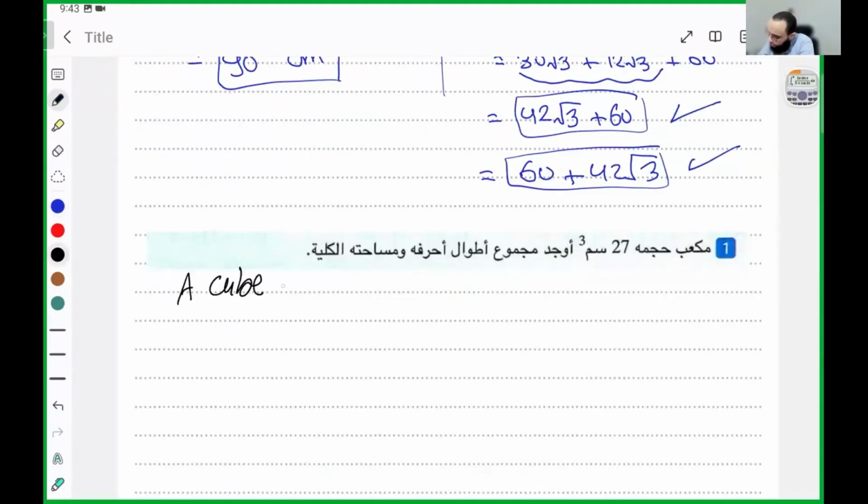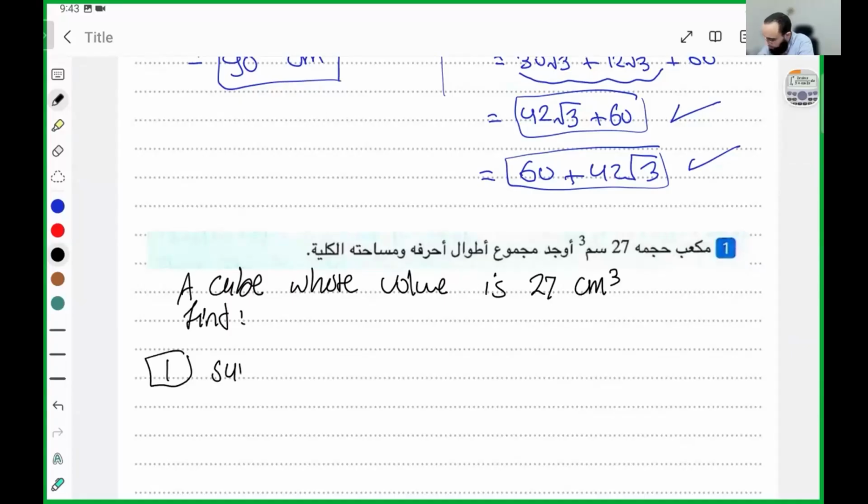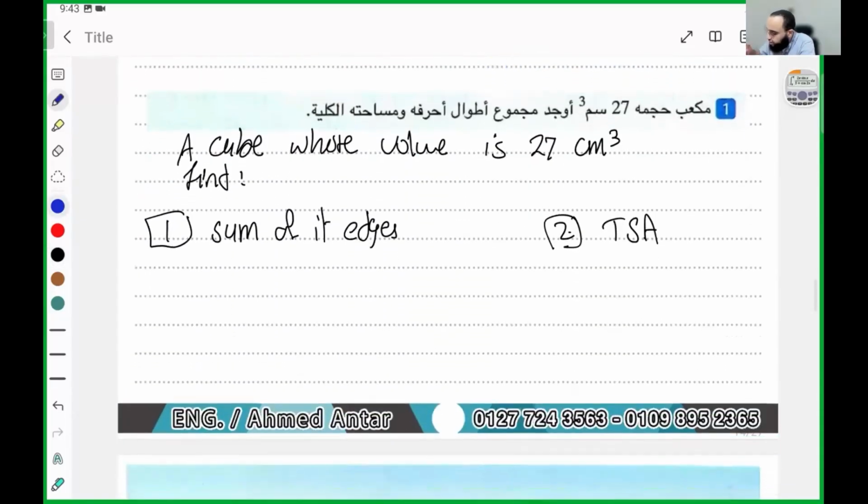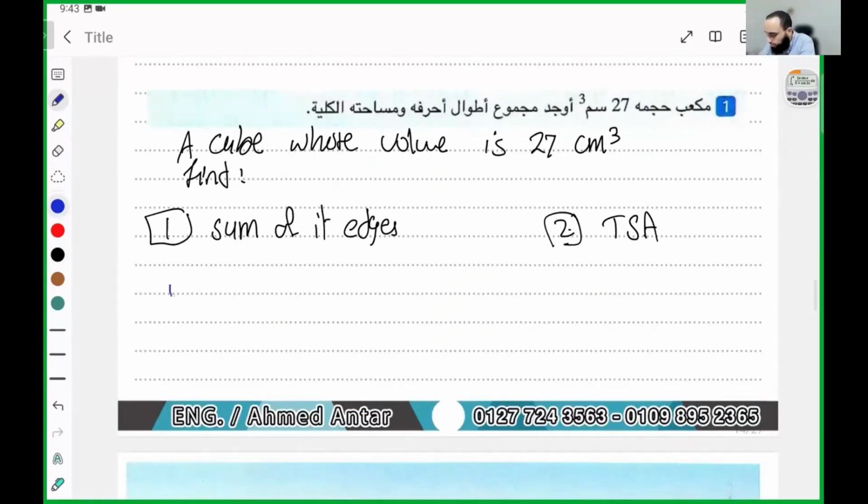A cube whose volume is 27 cubic centimeter. Find number one, sum of its edges. Number 2, total surface area. How can we get the sum of the edges? Firstly, we have to get the edge. So number 1, the edge with the side length, it's cubic root of the volume. So it's cubic root 27, which is 3.